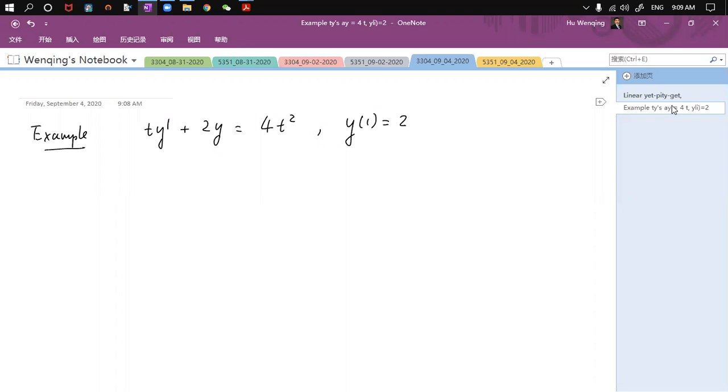Is this a linear or nonlinear equation? Somebody says nonlinear. Any other idea? So if you want to determine if an equation is linear or nonlinear, you have to first look at the coefficients, right? So what's the coefficient in front of y prime? It's t. What's the coefficient in front of y? It's 2. And this one is independent of y. So have you ever seen y squared or y prime squared? No. So this is actually a linear equation.